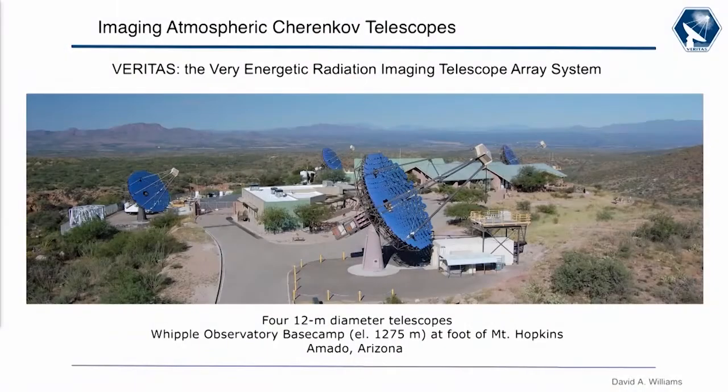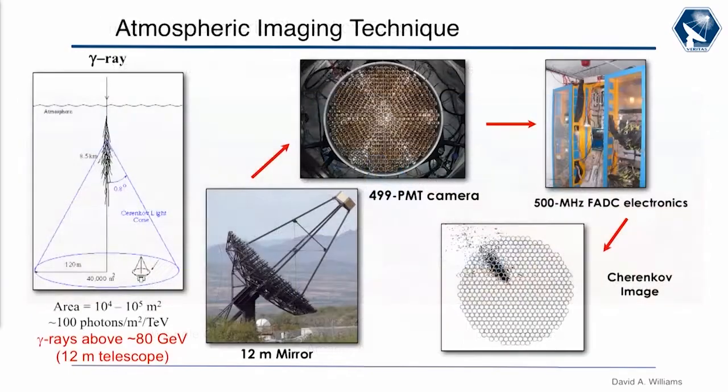So the VERITAS telescope array is a prime example of an atmospheric Cherenkov telescope array. It's in southern Arizona at the Whipple Observatory. It consists of 4 12-meter aperture telescopes with a fast photomultiplier tube camera at the prime focus of each. So let's begin by looking at what these telescopes were designed to do.